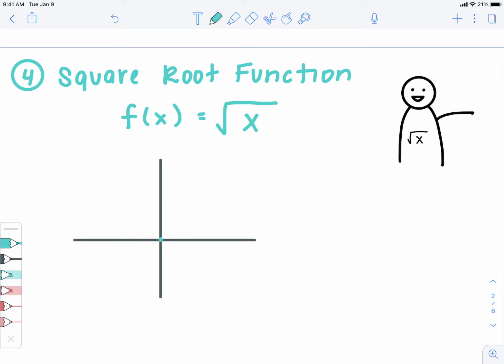It starts at the origin at (0, 0), and it looks like if I took a parabola and tipped it sideways and cut it in half. I don't want to use both sides of the parabola if I tip it sideways, because then it's not a function, right? It fails the vertical line test. So I'm only using that one half.